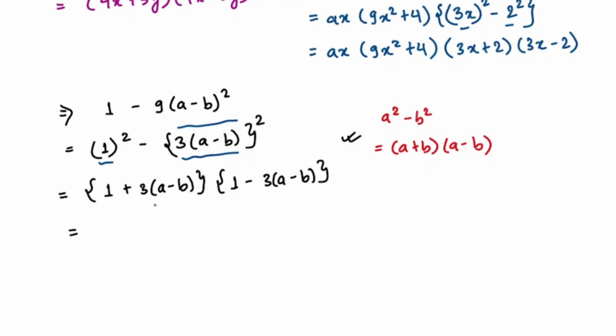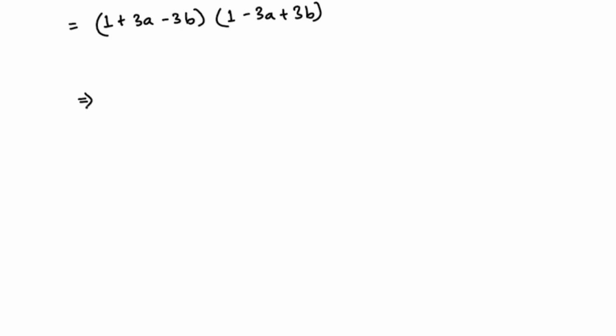Now we can open up this bracket. So 1 plus 3 times a is 3a, 3 times b is minus 3b, so this is a plus b. And here we have 1 minus 3 times a is minus 3a, and minus 3 times minus b is plus 3b. And done. Okay, let's look at another one.